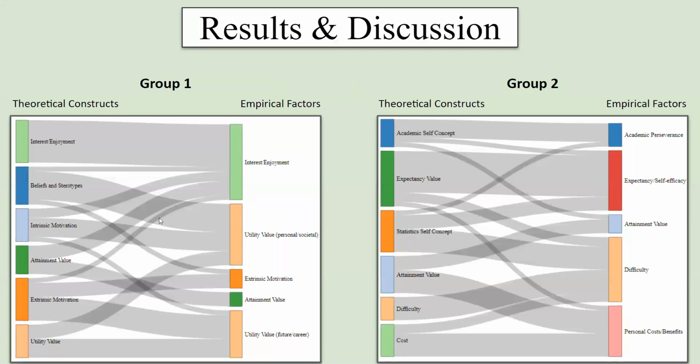So we can see that many of these theoretical constructs are holding up fairly well, and almost all of our items loaded onto some empirical factor in some way.